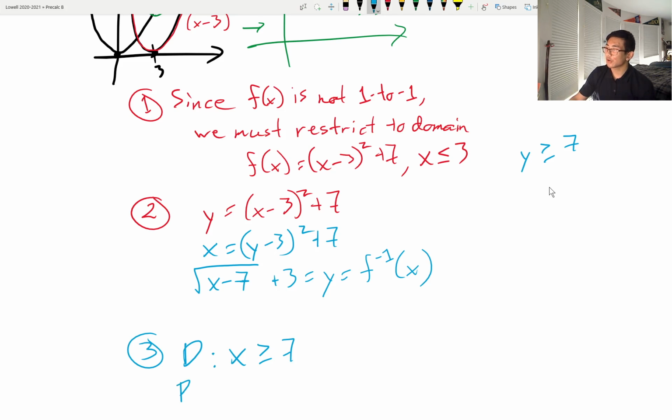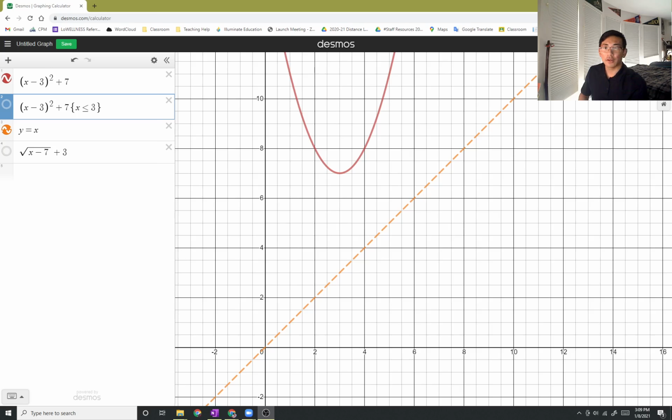And likewise, our old domain that we picked out was x is less than or equal to 3. So our new range is y less than or equal to 3. Okay, so what I'm going to do is take this original function and our inverse and throw it into Desmos. Alrighty, so here's the original function.